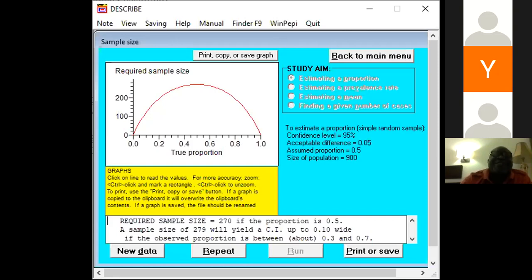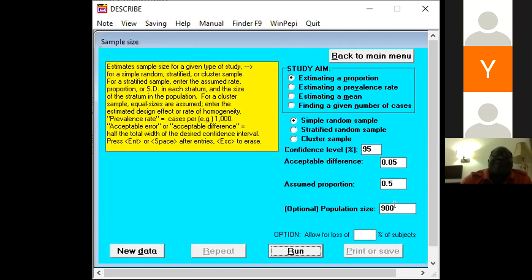You will see it there now. Let me click on this. Why it is optional is that when you are dealing with a finite population, you use the first one. That's why it's optional. It's not compulsory. But if you are dealing with an infinite population, a big population, you just stop at the first one without clicking on the population.